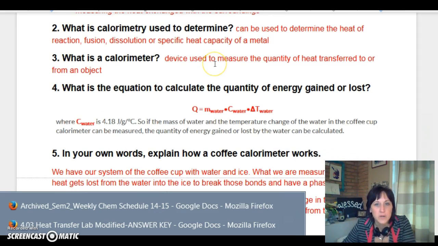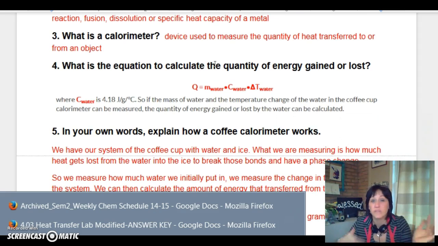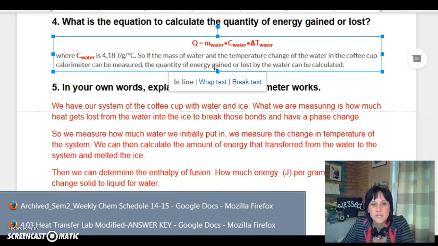So what is a calorimeter? Well, we just had a simple one, right? It's the device that's going to measure that heat transfer of your objects or of your reactions, depending on what you're doing. So I just copied and pasted here. What's the equation? Q, heat, is equal to the mass times c, which is our specific heat, so that's a given, 4.186 for water, times our change in temperature. So you can see right there that we'll measure the quantity of energy gained or lost by the water.